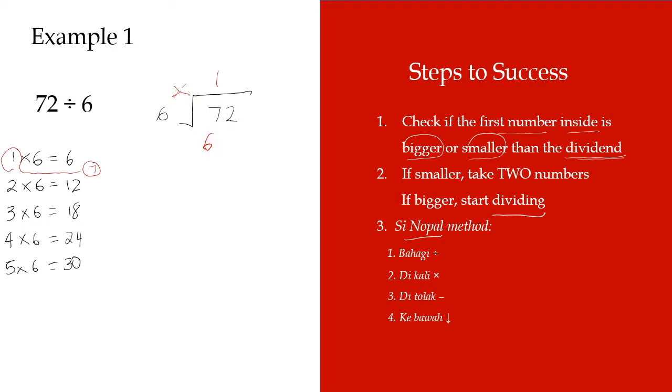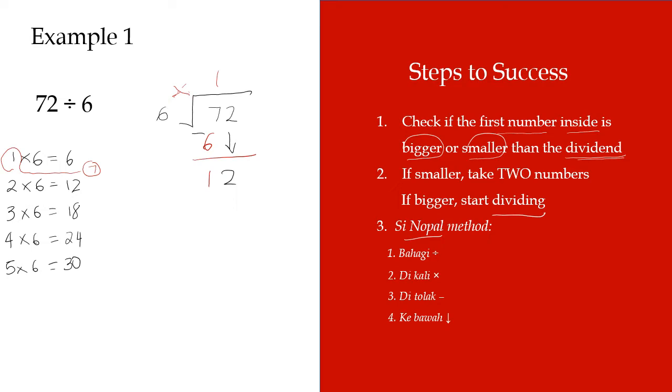So 7 minus 6. What is 7 minus 6? It's 1. So we've done step 3, which is ditolak. Then the last step is ke bawah. So for ke bawah, you just bring this number down. So it's 12. So now the number becomes 12.